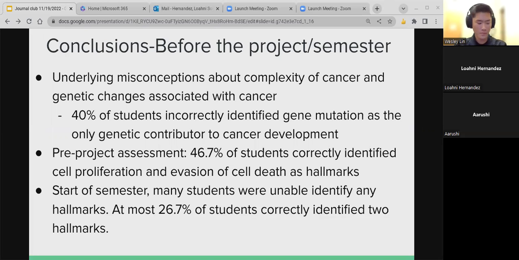Furthermore, in the pre-assessment, about 46.7% of students surveyed were able to correctly identify cell proliferation and evasion of cell death as hallmarks of cancer. However, overall, at the start of the semester, only 26.7% of students surveyed could correctly identify 2 hallmarks. I would like to note that 15 students were surveyed and involved in this project. Since the average class size in the college was about 14 to 18 people, it just happens to be that the class at that time was about 15 people per semester.